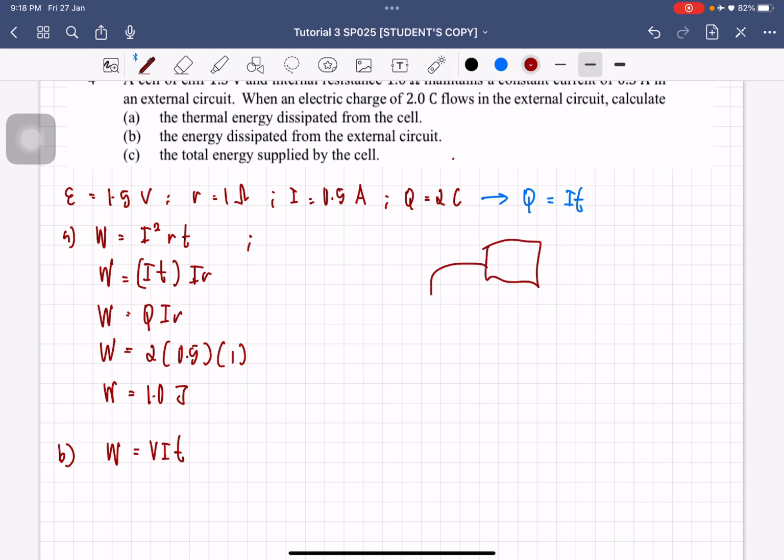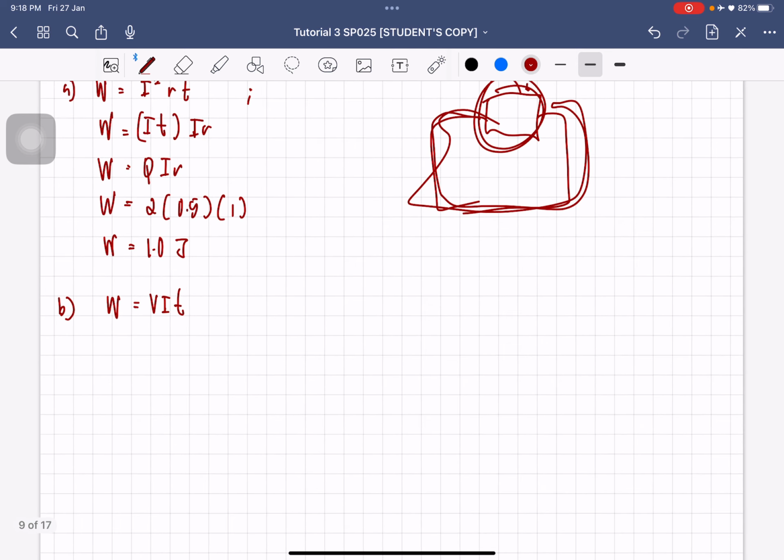So now we have the cell, and we have the external circuit too. So the heat dissipated from this external circuit is not the same as the heat dissipated from the cell. So what we need to do first is find the value of V, as well as the time. So how do we find the time? Since we have the value of Q, we can calculate the time like this. It's going to be equal to 2 over 0.5, so that is just equal to 4 seconds.